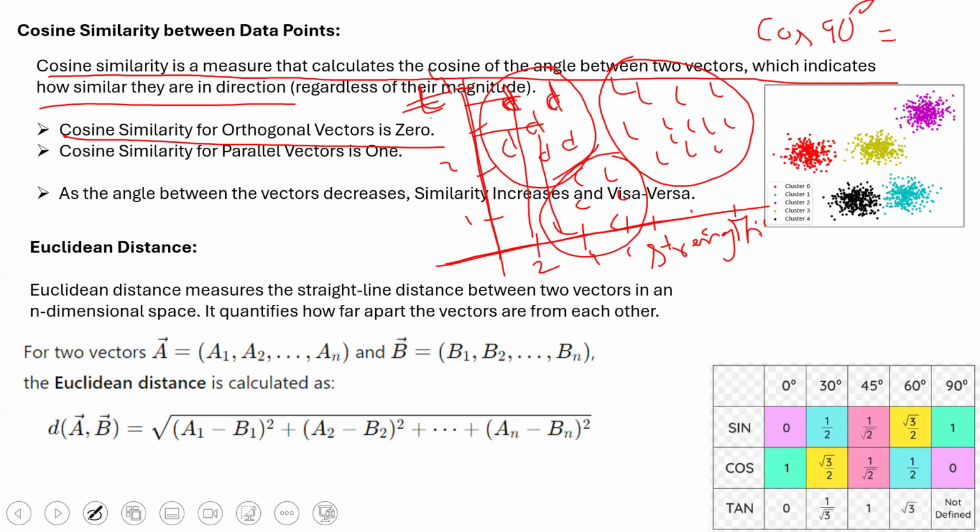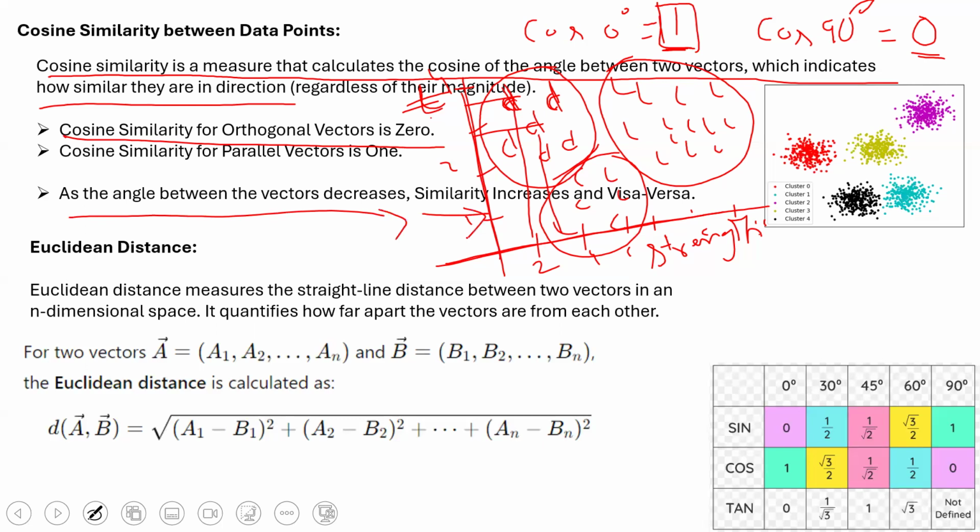what is the value of cos 90? 0. Right. So what is cos 0? 1. When two vectors are more similar, a cosine similarity of 1 says the two vectors are similar. Cosine similarity of 0 says they are not similar. When the angle between two vectors is 90, you can say they are not similar. When the cosine similarity is 1, they are similar. As the angle between the vectors decreases, similarity increases, right?